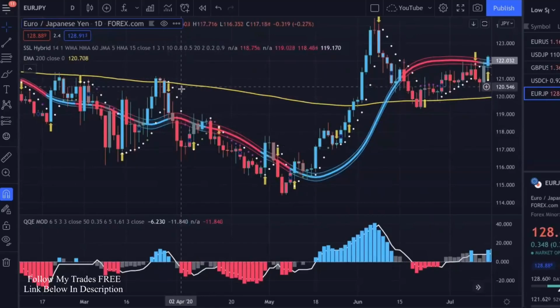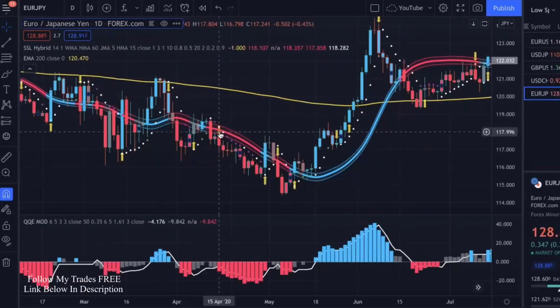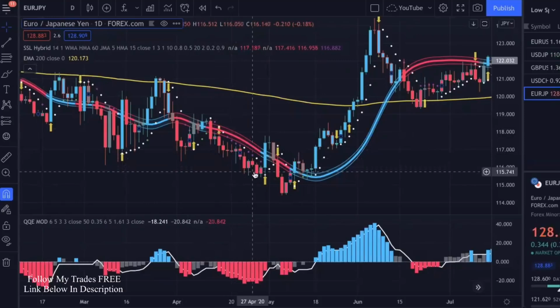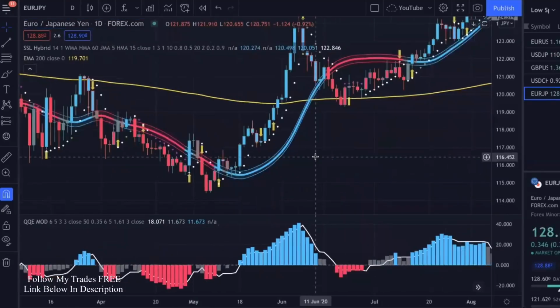Price action is below the 200 EMA. Price is below the trend line. The line is red. There's an arrow right there saying, hey, a great opportunity to come in. As well, you've got a red bar down on the QQE. And as you can see, that ended up being a successful trade.